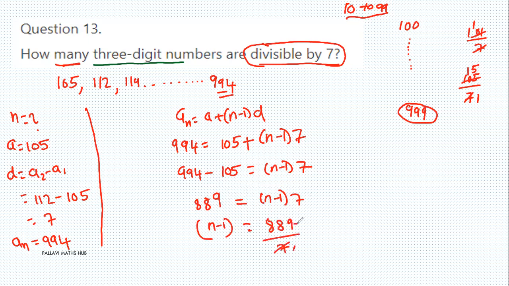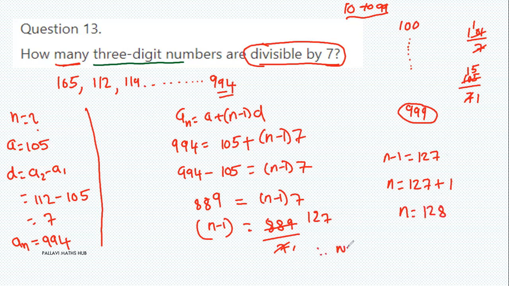7 ones are 7. Remaining is 18. 7 2s are 14. 7 7s are 49. Yes. You will get N minus 1 is equals to 127. So N is equals to how much? N is equals to 127 plus 1. N is equals to how much? 127 plus 1 is 128.